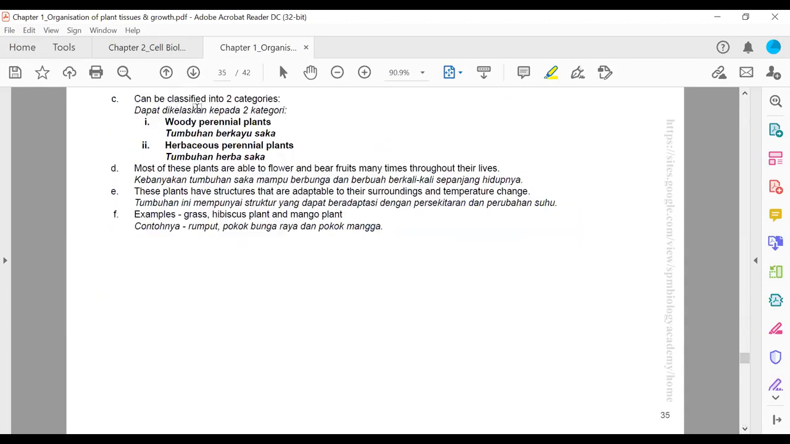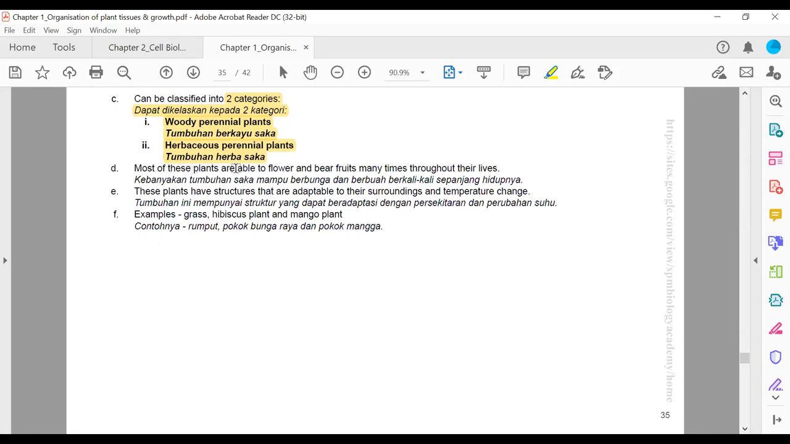Next. Perennial plants can be classified into 2 categories: woody perennial plants and herbaceous perennial plants. So we have perennial plants which are woody plants, and perennial plants which are herbaceous plants, very small plants, right?